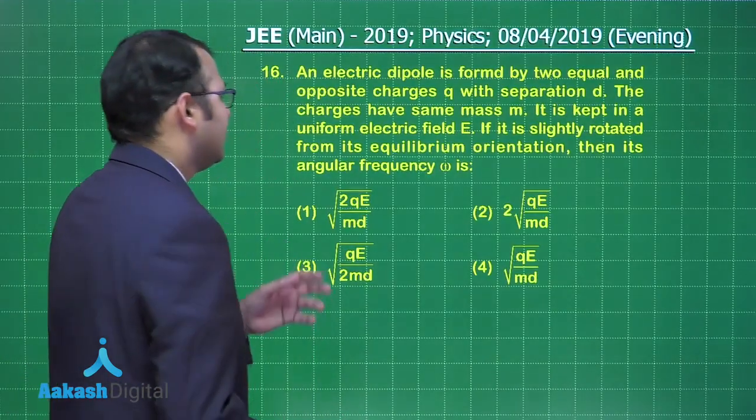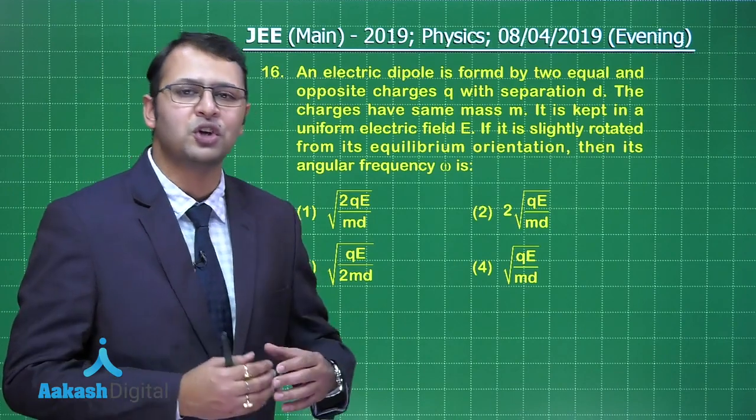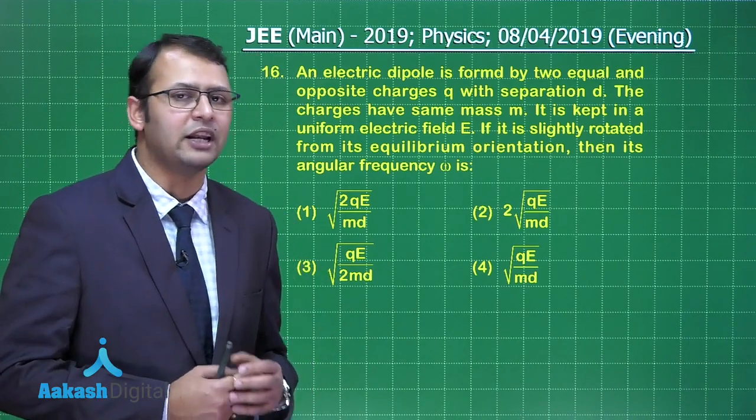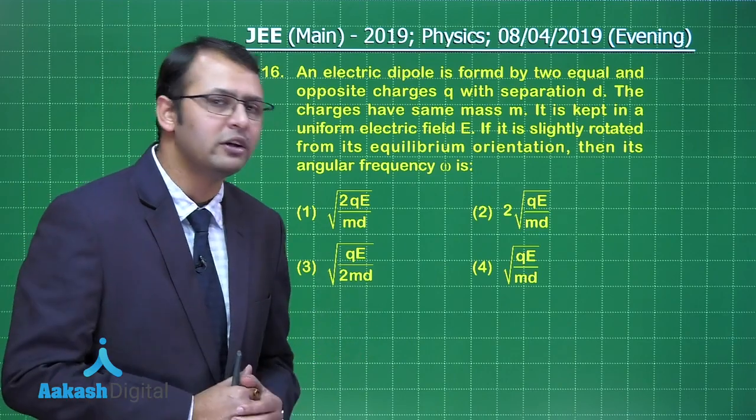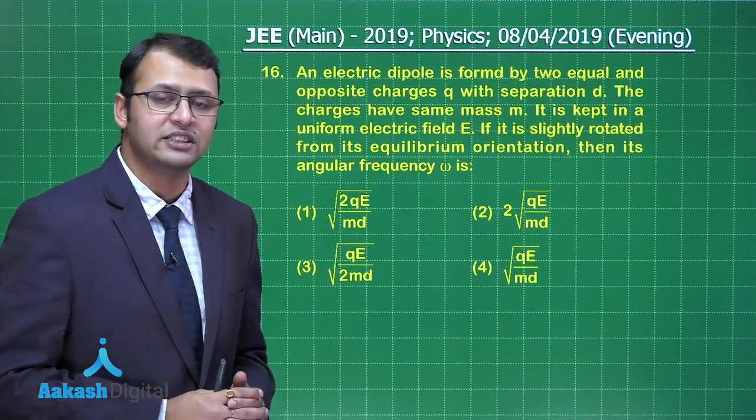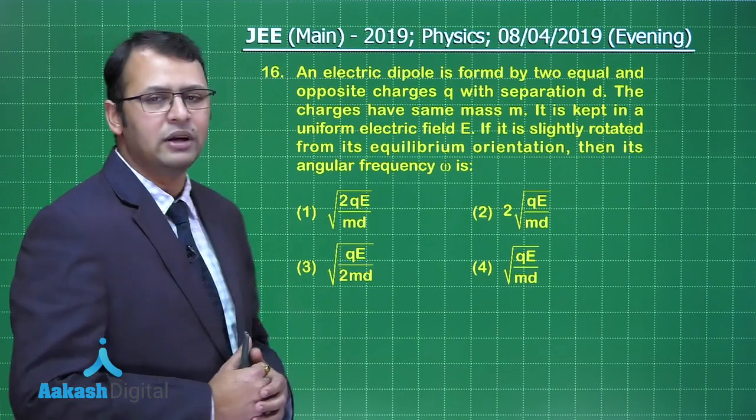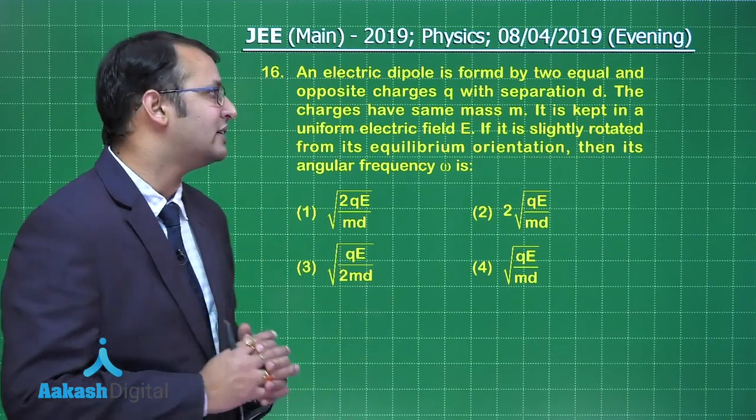Now let's take our next question, that is question number 16. As per this question, this belongs to the section of electromagnetism from the chapter electrostatics. Here, there is an electric dipole which is formed of two equal and opposite charges separated by a distance d. It is placed in a uniform electric field. Both the charges have mass m.